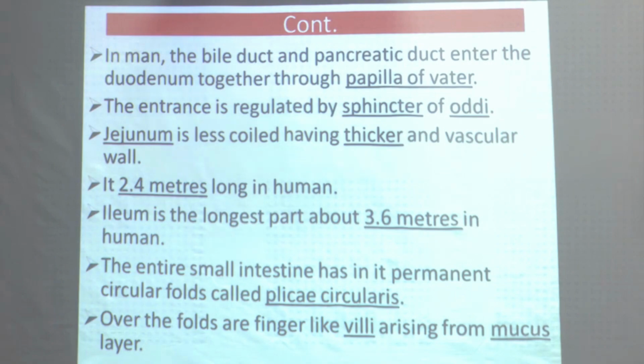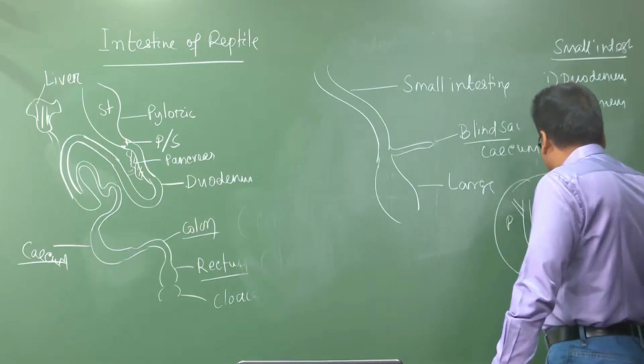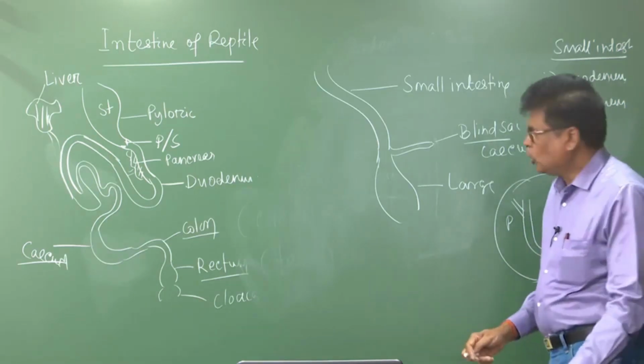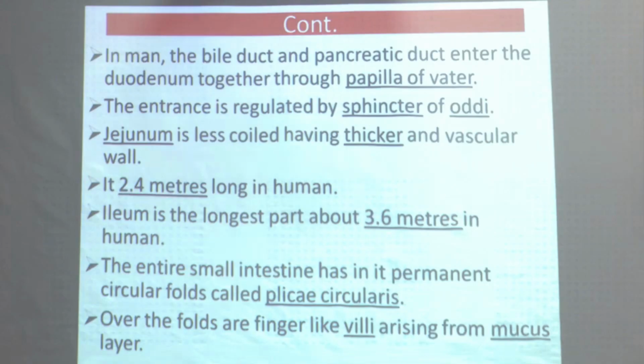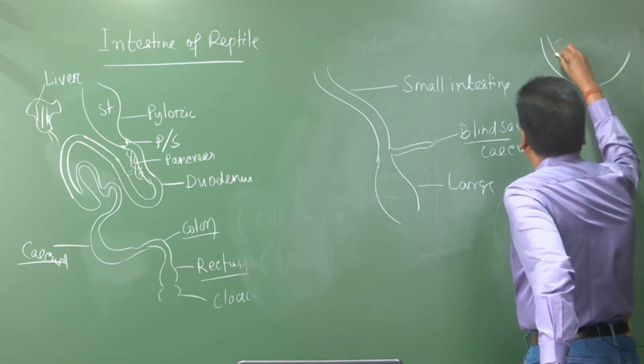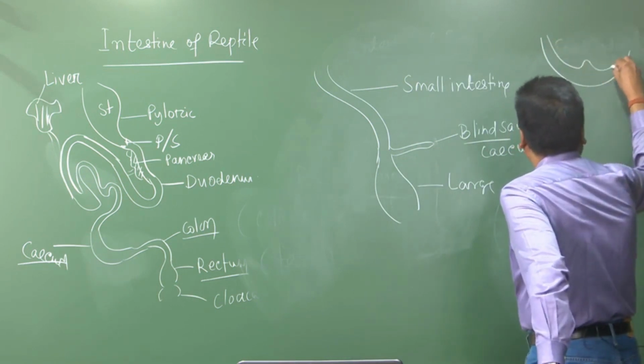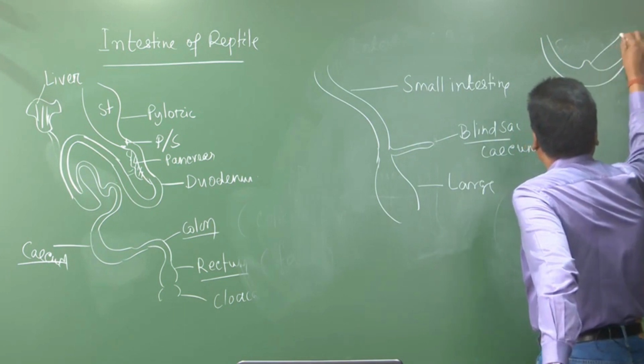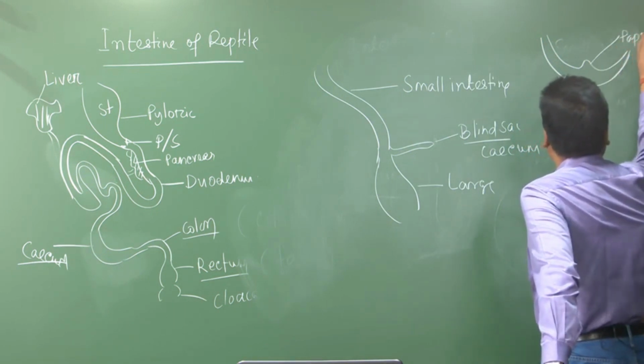So this is the structure in case of general mammal. Now if I consider the case of men, what happens? For example, this is the duodenal part. This duodenum has one structure, and this structure is known as papilla of Vater.